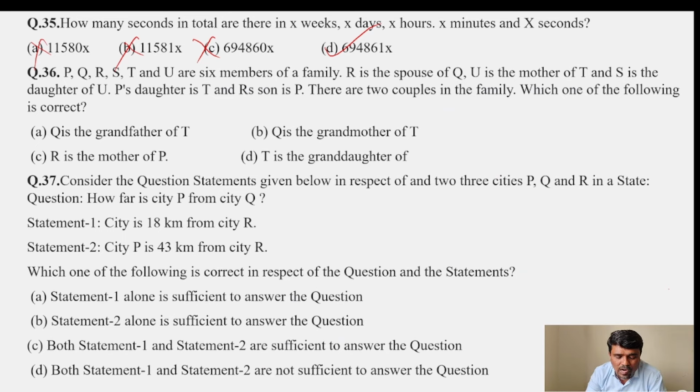Question number 36. P, Q, R, S, T and U are 6 members of a family. R is the spouse of Q. Blood relations.